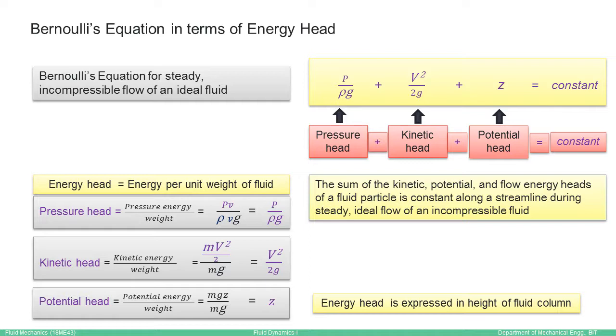Z represents the height, and so because of that, energy head is expressed in height of fluid column. Whenever you write P by rho g is equal to some value, that should be associated with some fluid column height. That means you have to express it either in terms of meters of water or meters of oil or centimeters of water. So SI unit is meters, so you can express either P by rho g or V square by 2g or Z as meters of water or meters of air likewise.